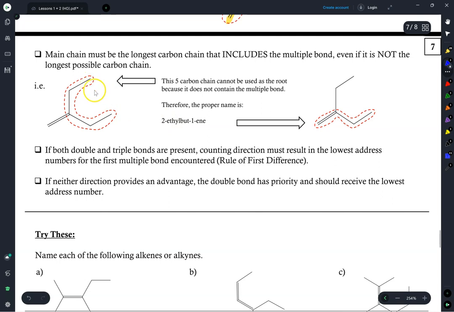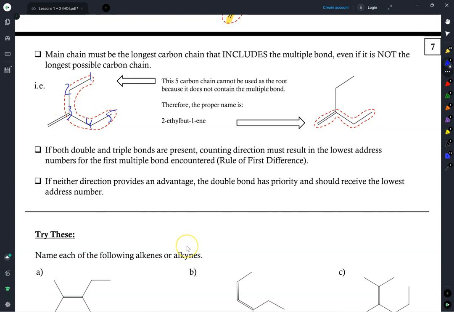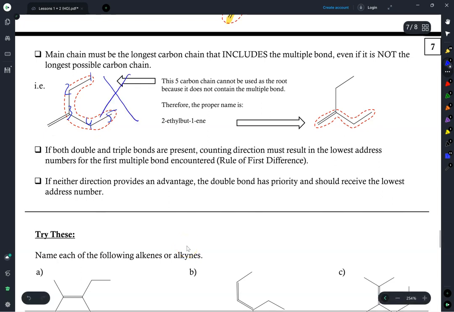So in this example over here, we have 5 carbons. Unfortunately, the double bond is not included within the parent chain itself. As such, this parent chain is not allowed. But if you select this as your parent chain, we now see that the double bond is within the parent chain itself. Even though there's only 4 carbons within it, while this one has 5, this is the only valid one because it contains the double bond, while this one does not contain the double bond.